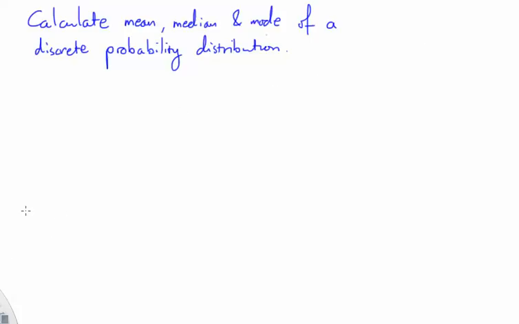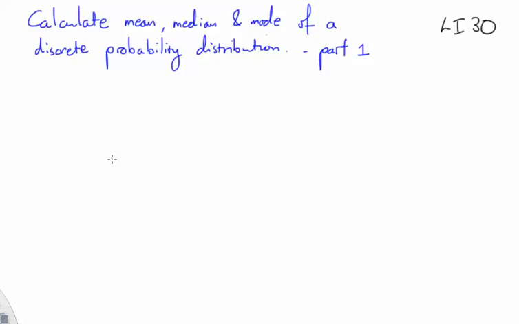Hello, this video is for learning intention 30. Now that we know what a discrete probability distribution is, we need to know how to calculate the mean, median, and mode. So I'm going to break this up into two parts. Part 1 is going to be examples and how to calculate the mean, and part 2 is going to be median and mode.